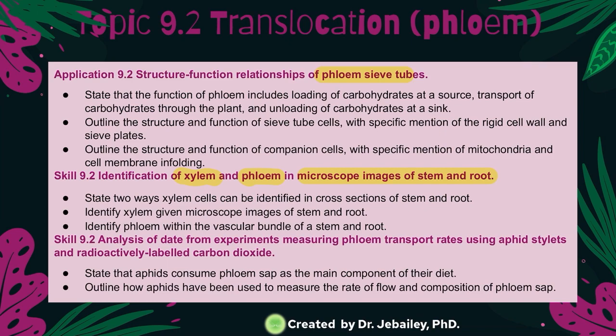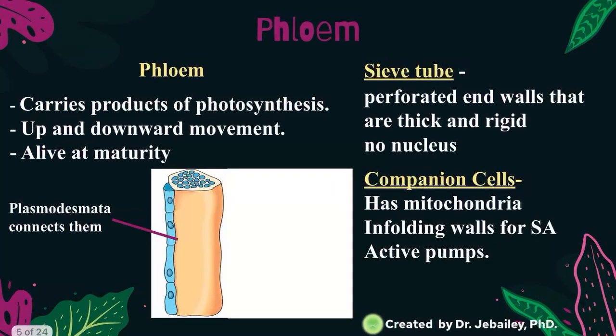Besides that, we're also going to look at the aphid stylets and how, by using radioactive-labelled carbon dioxide, you can see the rate of the phloem transport. So with that, let's learn a little bit more about the phloem.